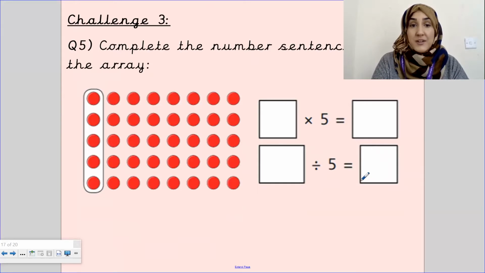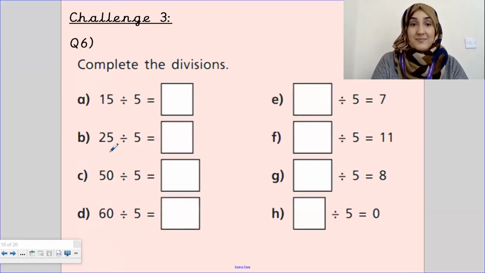Challenge 3, question number 5, you're going to do the exact same, but remember, this array has been grouped into columns, okay? Not rows, into columns. Complete the number sentences to match. Okie dokie, challenge 3, question number 6, you're going to complete the divisions.